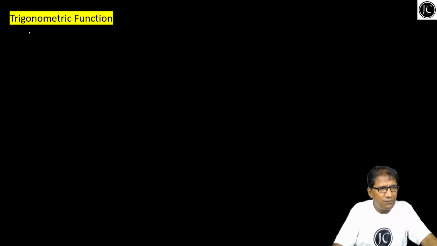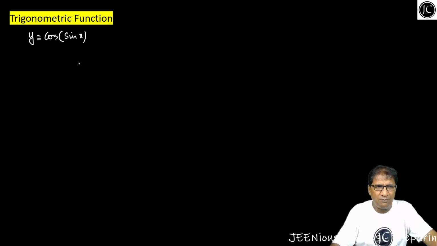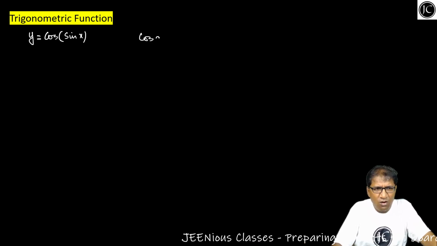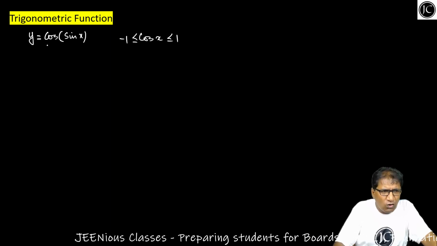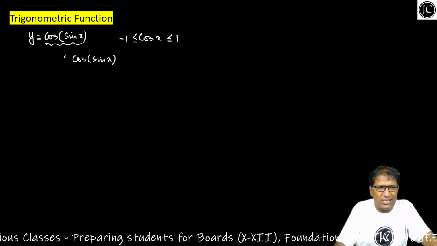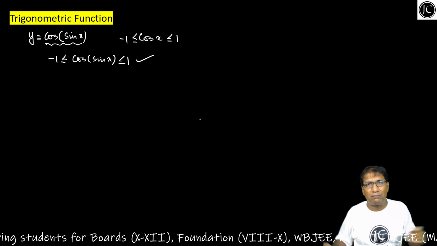Now let us say, what is the range for y is equals to cos of sin x? Now somebody you are thinking, sir, it's very easy. We all know that cos x always lies between -1 and 1. Therefore, cos of sin x will also lie between -1 and 1. Bande mataram. हो गया, काम खत्म.